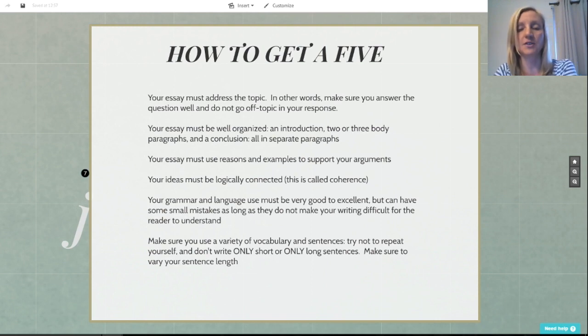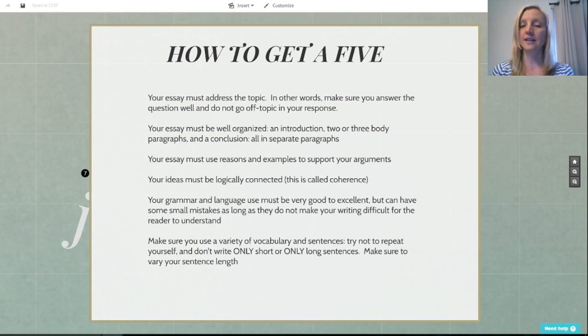Next, your essay must use reason and examples to support your arguments. So be as specific as possible, especially giving specific examples to support your argument. Your ideas must be logically connected. This is called coherence. So you don't want to go off topic. Make sure you stay on topic.